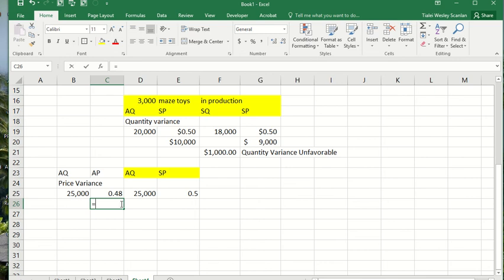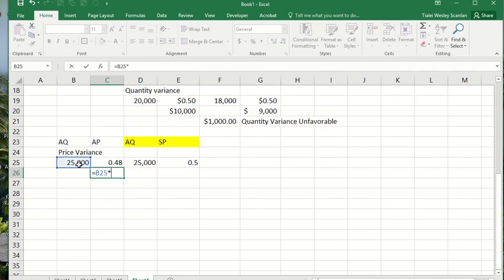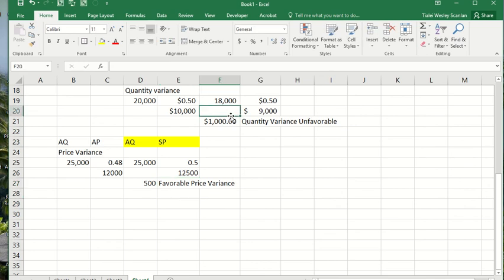So let's calculate these ones together. This one times this one, and I can move that formula over here. So over here we knew it was going to be a favorable variance because they paid less. Favorable price variance. And if you wanted a total variance, it would be 1,000 unfavorable, 500 favorable, and so it would be 500 unfavorable in total if you needed a total variance.